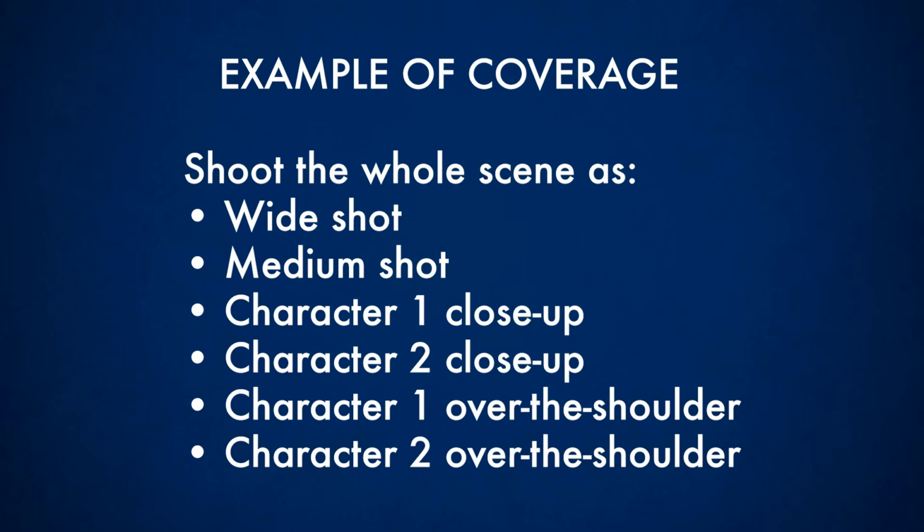For example, you might shoot your whole scene of two people talking as a wide, as a medium shot, as a close-up on character 1, as a close-up on character 2, as an over-the-shoulder shot on character 1, and an over-the-shoulder shot on character 2. This way you have every moment filmed from every angle. It's not the most exciting method, and it does take longer, but it can be a more fail-safe method of getting what you want for the edit.